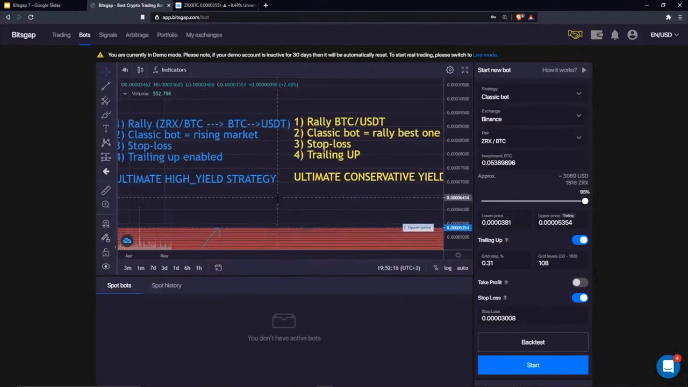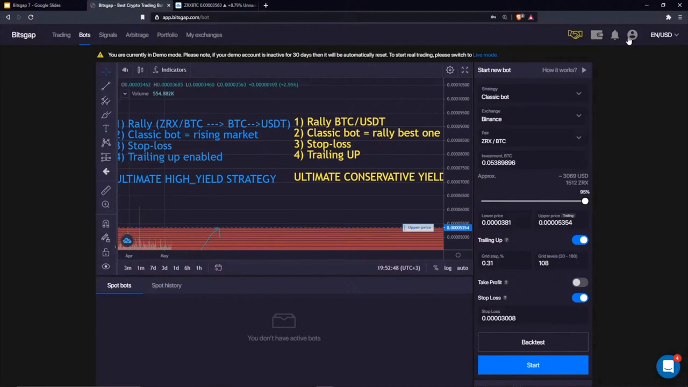So the next thing to consider is, okay, so we covered the classic bot, strategies to achieve this high yield strategy covered, conservative yield also covered, and the sideways market, we also covered the sideways market. So now what is left is actually the combo bot. So this is where most of your experience is required, and that's not for the beginners.